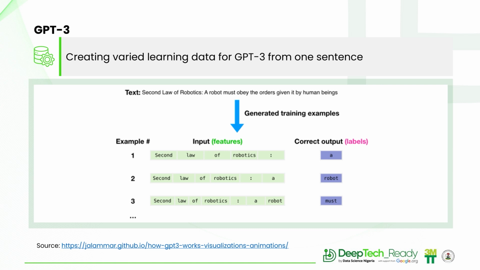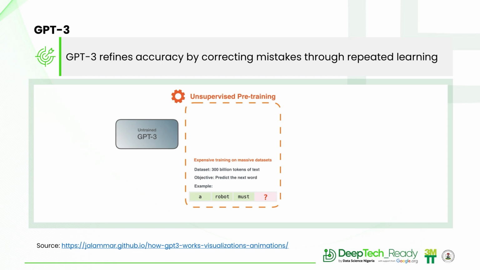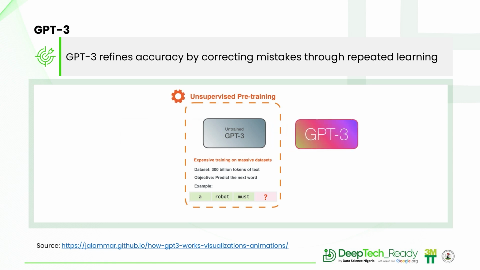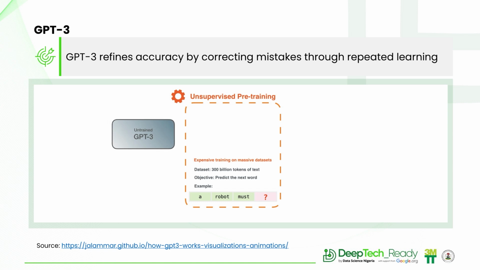So even with its high precision, GPT-3 can still make mistakes during learning. So the model repeatedly calculates the error between its incorrect predictions and the correct answers. And through this process, it learns from its mistakes, adjusting over millions of iterations to improve its accuracy and text generation abilities. This iterative learning is essential for refining the model's performance.